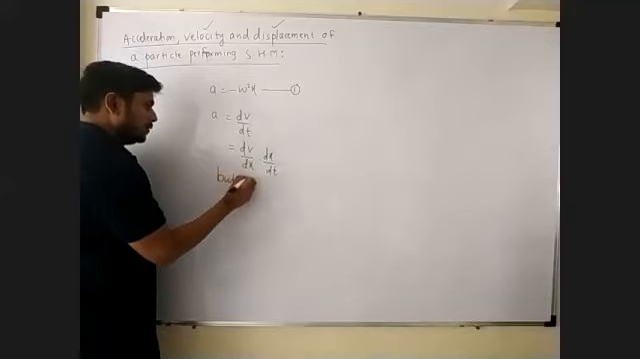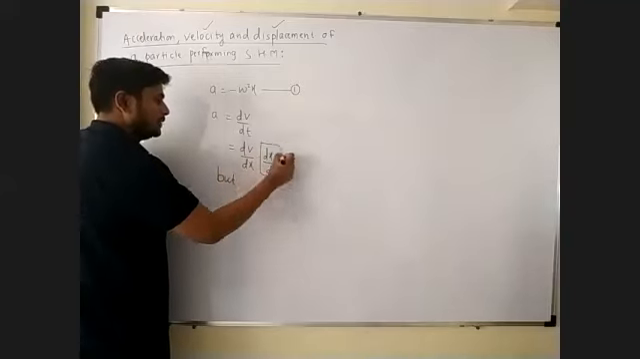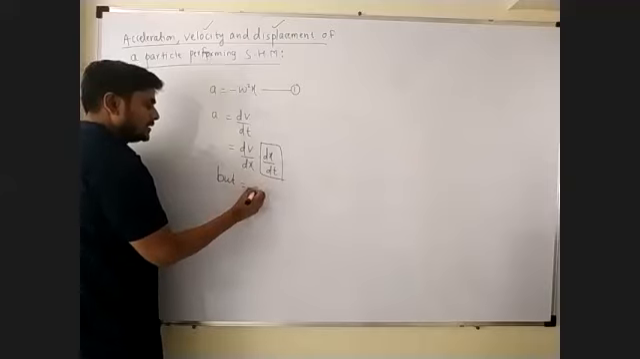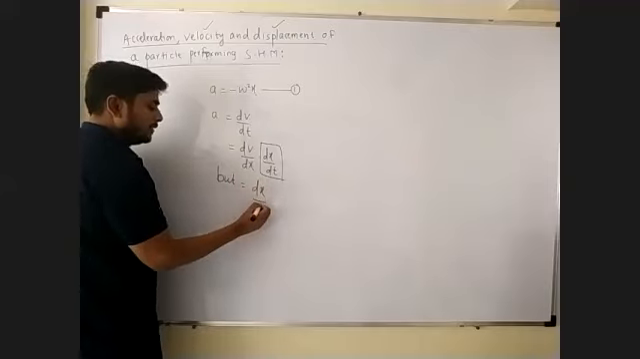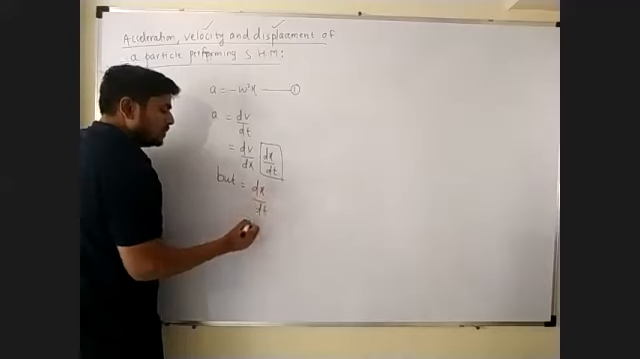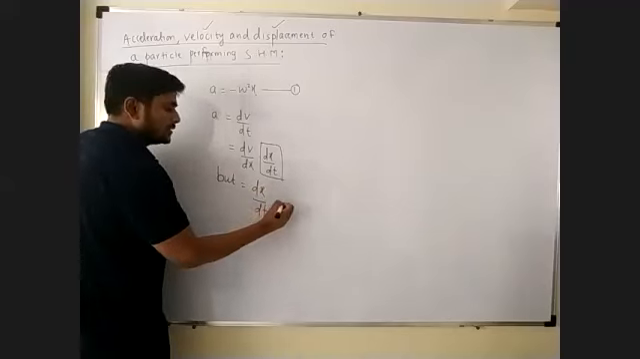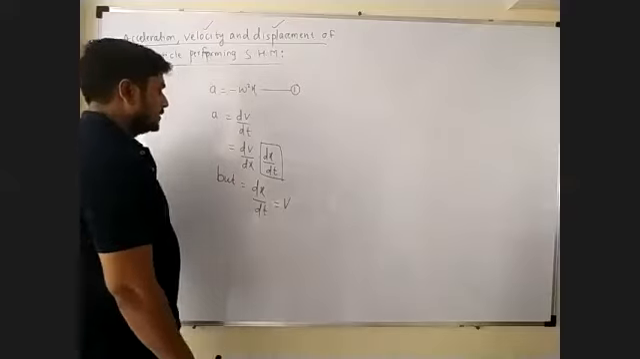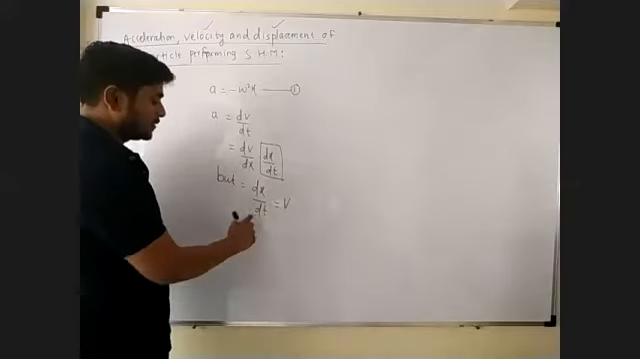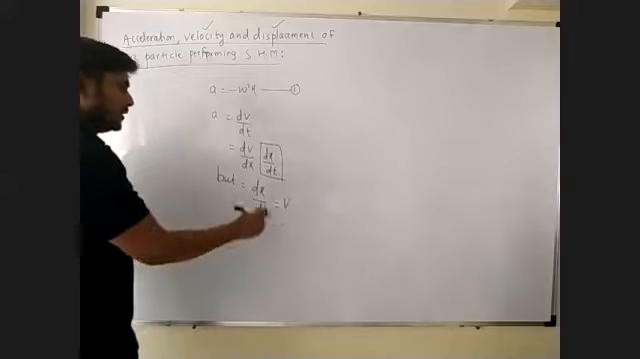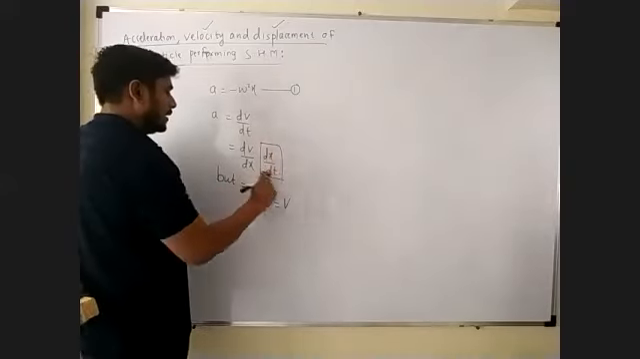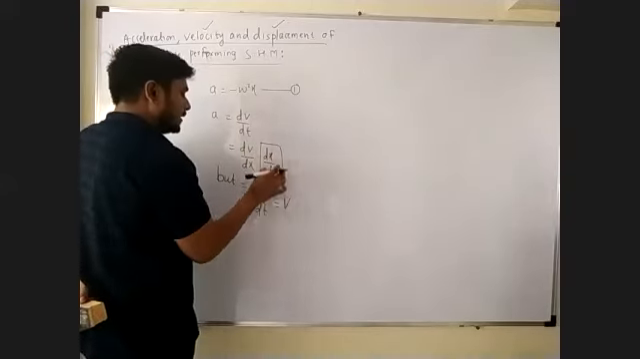But one factor we got in this derivation. What is that factor? That is nothing but dx by dt. But what do you mean by dx by dt? Change in displacement with respect to time. That is called the velocity. So instead of this bracket factor, we can say it will be equal to velocity.